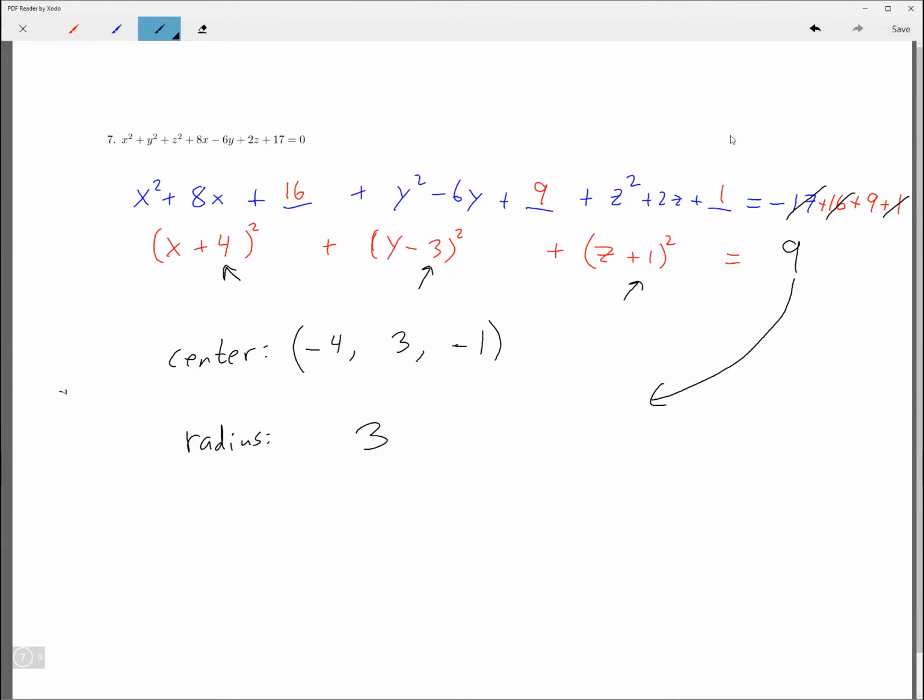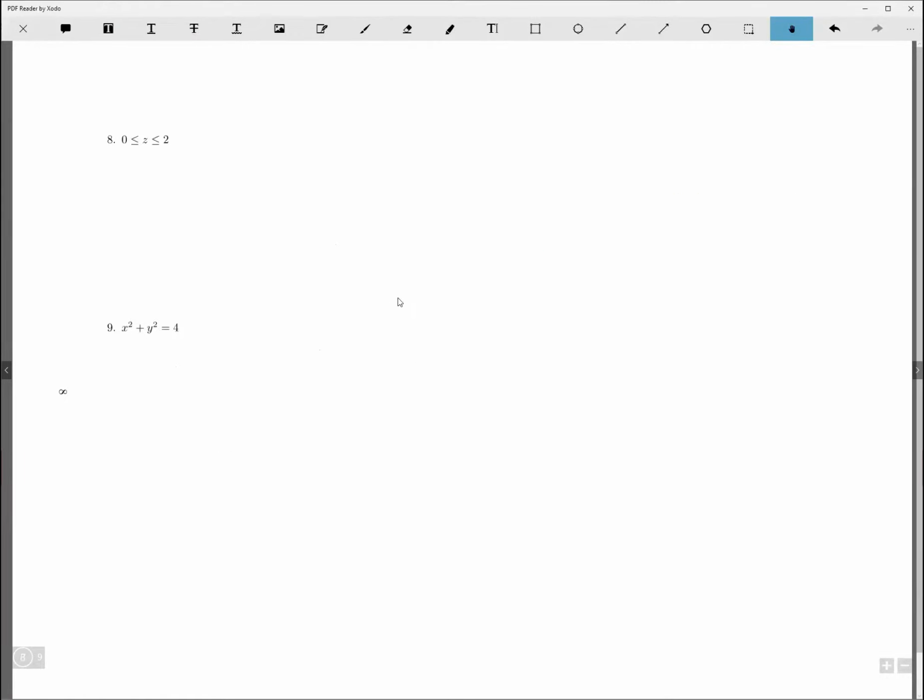So, yes. This is kind of like circles. You guys remember circles? Where we just had 2 of these, right? And the center was where it made those 0, and then the radius was the square root of that part. Okay. So let's go to the next exercises, number 8.